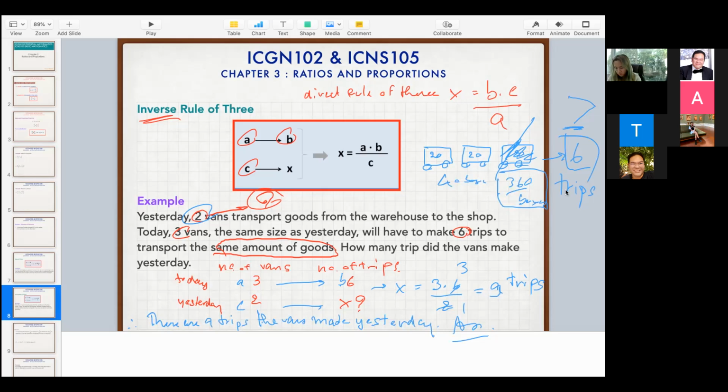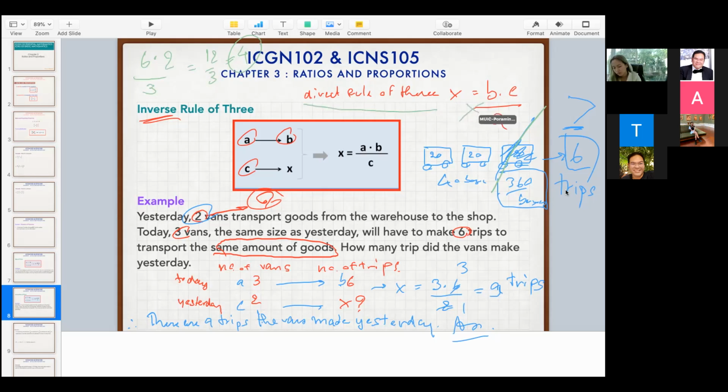On the other way around, if you accidentally use the direct rule of 3, what will happen? Direct rule of 3 is b times c, 6 times 2 over 3. Then you get 4 as the answer. You can see that you lost 1 van. You still have to carry 360 boxes. With just 4 trips, it is impossible. The number of trips must be more because the number of vans is fewer than today. That's why the direct rule of 3 cannot be used in this case.